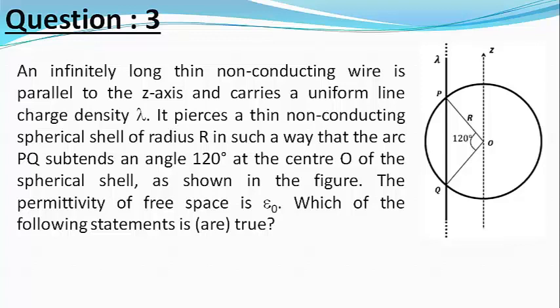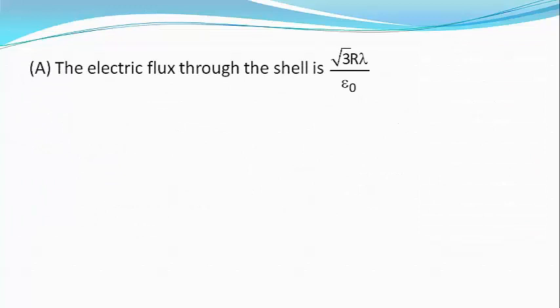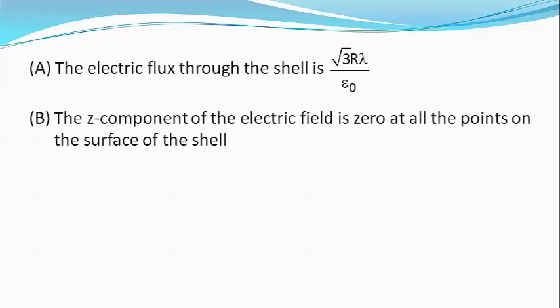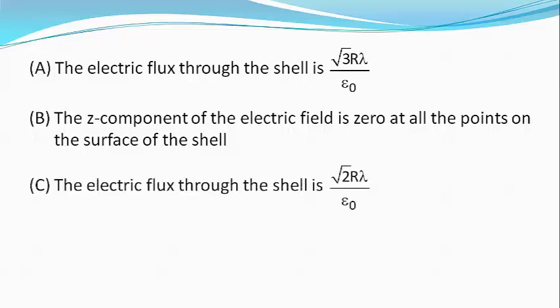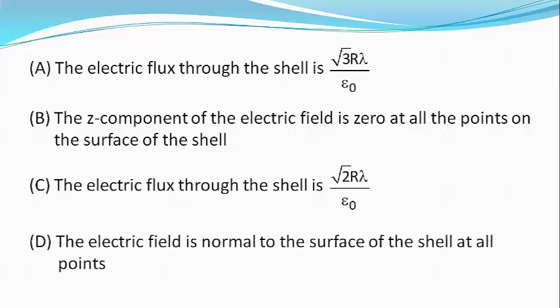Which of the statements is or are true? Statement A, the electric flux through the shell is root 3 R into lambda divided by epsilon naught. Statement B, the Z component of the electric field is 0 at all points on the surface of the shell. Statement C, the electric flux through the shell is root 2 R into lambda divided by epsilon naught. And statement D, the electric field is normal to the surface of the shell at all points.